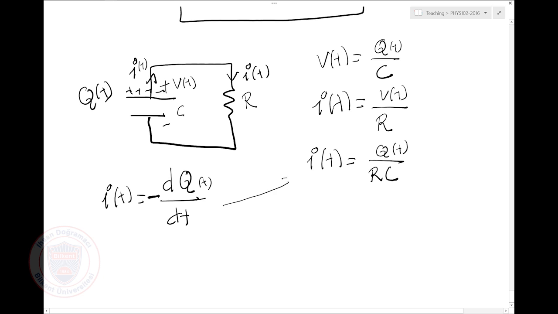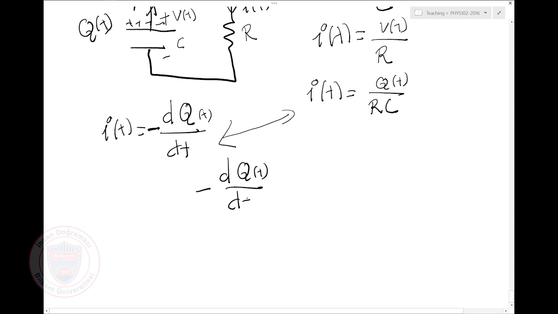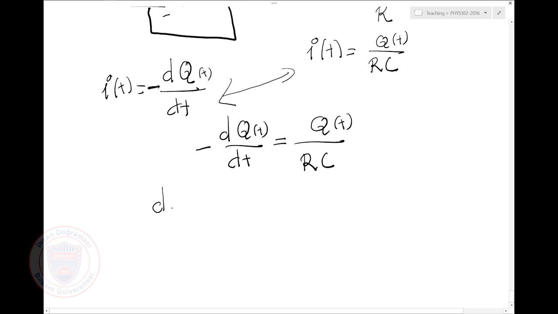Hey, I have two equations. Let me combine them. I see that minus dQ(t)/dt is Q(t) divided by RC. Or let me write it in a slightly better form: dQ/dt is minus 1 over RC times Q(t).